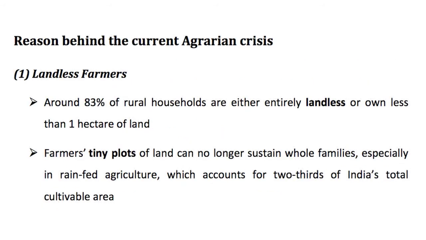Reason behind the current agrarian crisis: landless farmers. Around 83% of the rural households are either entirely landless or own less than 1 hectare of land. Farmers' tiny plot of land can no longer sustain whole families, especially in the rain-fed agriculture, which accounts for 2/3 of India's total cultivable area.